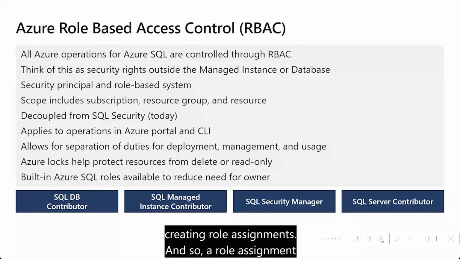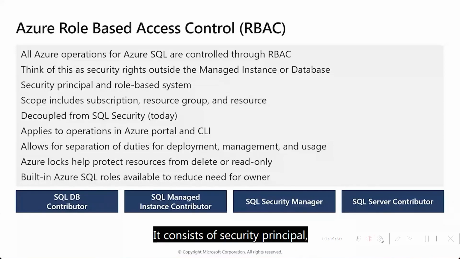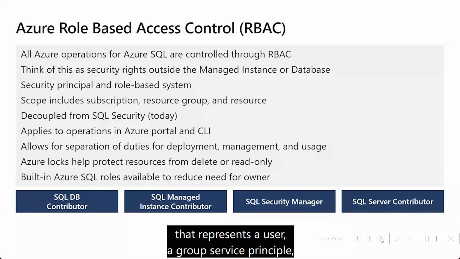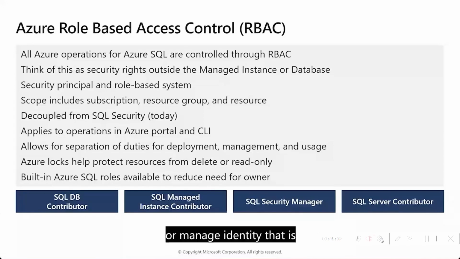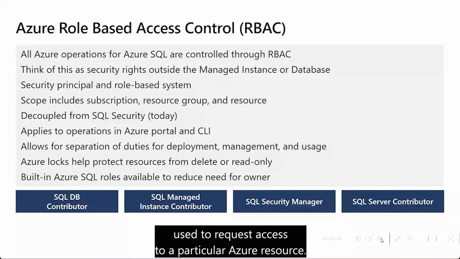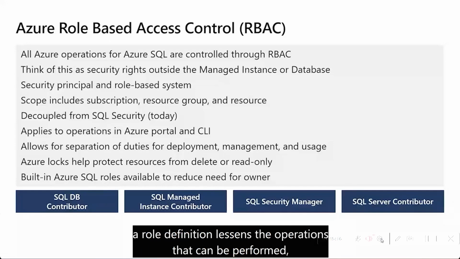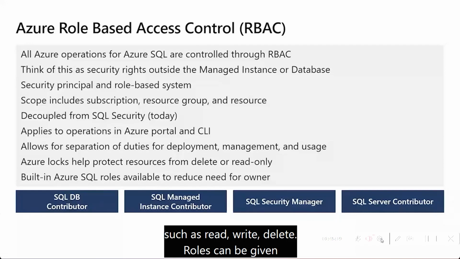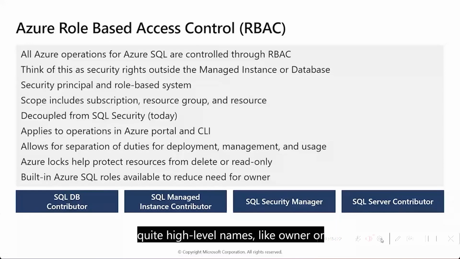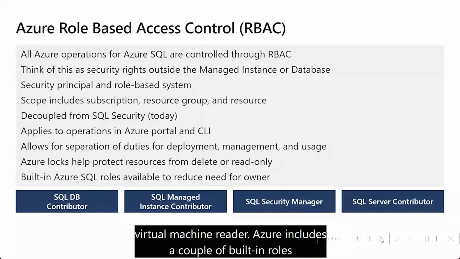So you can control access to resources using Azure RBAC by creating role assignments. And so a role assignment consists of three elements. It consists of a security principal, role definition, and a scope. So a security principal is an object that represents a user, a group, a service principal, or a managed identity that is used to request access to a particular Azure resource. A role definition, often just called a role, is a collection of permissions. And a role definition lists the operations that can be performed, such as read, write, delete. Roles can be given quite high-level names like owner or virtual machine reader.